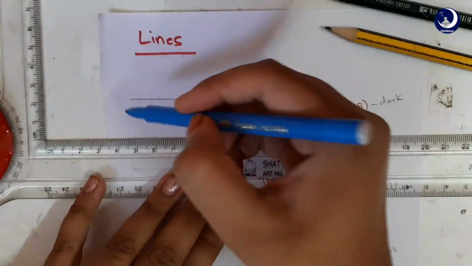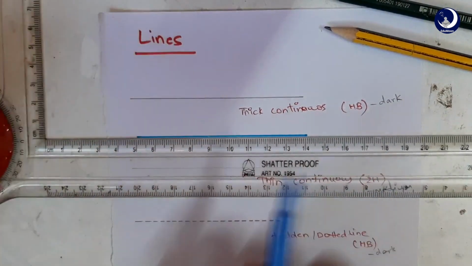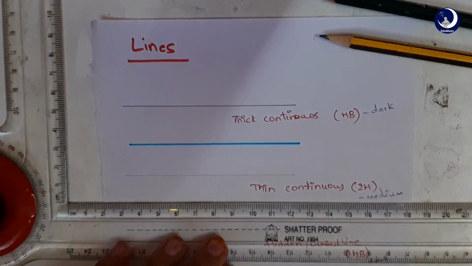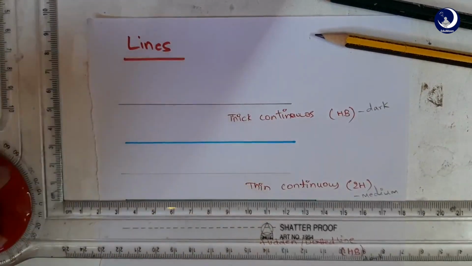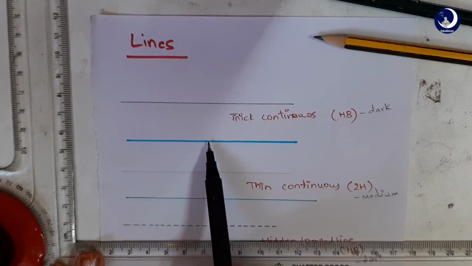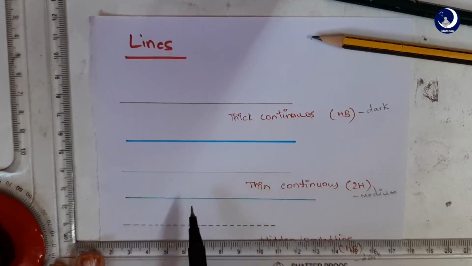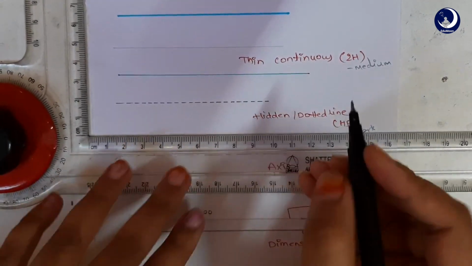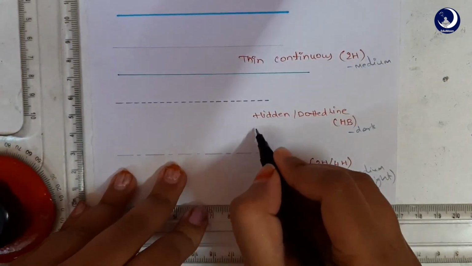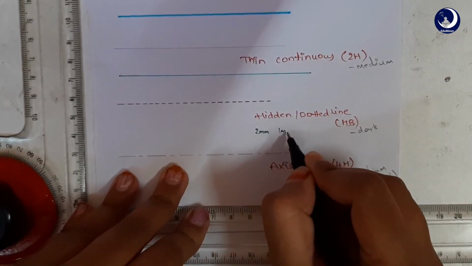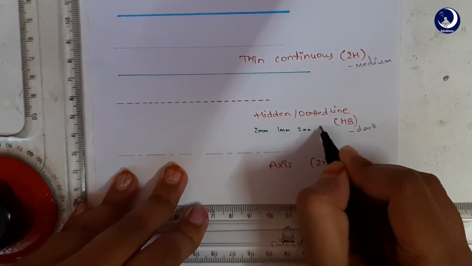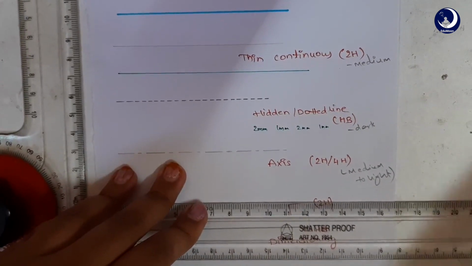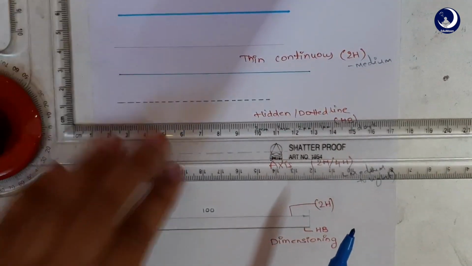So if this is the HB line, then the corresponding 2H line should look like this. As you can see, this is more darker than this, and it's more thicker than this, and this is more lighter than this. Next, the hidden line. Let me write the dimensions, that is 2 mm line, 1 mm gap, 2 mm line, 1 mm gap. So this is again drawn using the HB pencil. So let me just draw it using the sketch pen for you guys. That is.